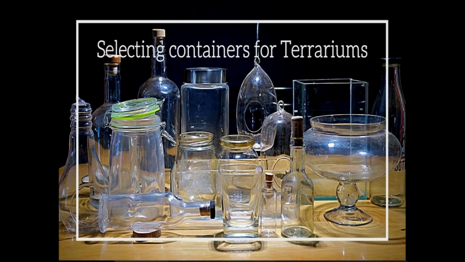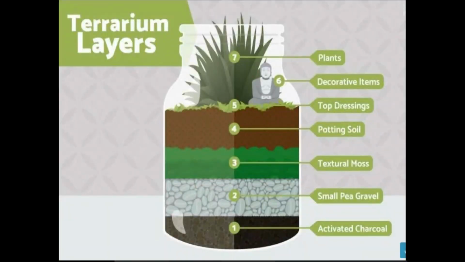After the glasses, the layers are very important, how to put the layers. You should not put potting soil first, then gravel on that, then moss, not like that. You should always follow the layer order. Especially the last two layers, the gravel and activated charcoal, are very important.